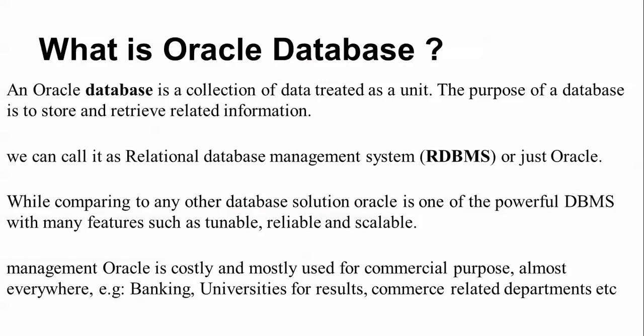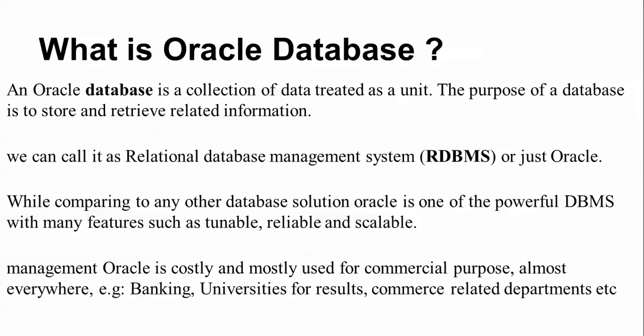So what is Oracle? This Oracle database is a collection of data structures as a unit, but the purpose of data is to store and give the right information. We call this an RDBMS, that is, relational database management system, which Oracle is. Compared to other database solutions, Oracle is one of the most powerful database management systems, which gives many features such as tunable, reliable, scalable. Oracle management cost is very less, and it is mostly used for commercial purposes, almost everywhere like banking, universities for research, commerce, related departments, etc.